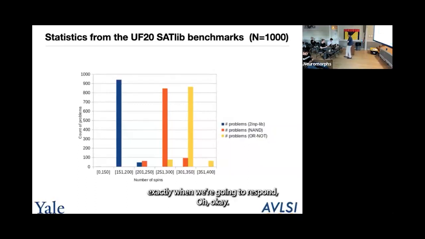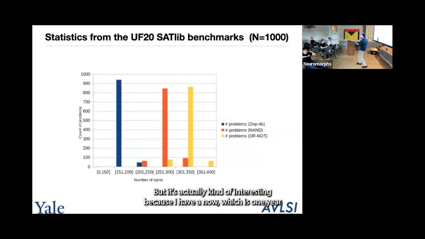What does that mean when red is big and yellow is small? Oh, okay. So the way to look at this is look at the blue bars together, the red bars together, and the yellow bars together. This is just a distribution of how many problems needed how many spins. So what this says is if you have a rich library with all the 2-input gates, you need fewer spins.